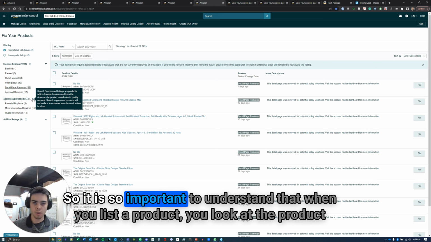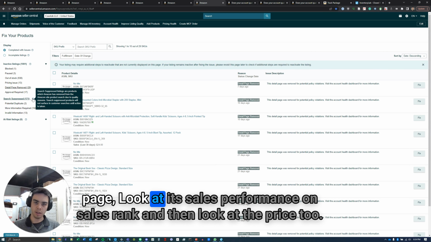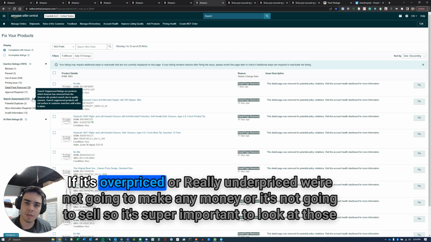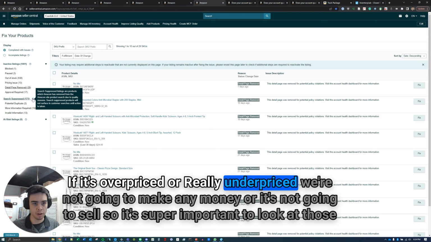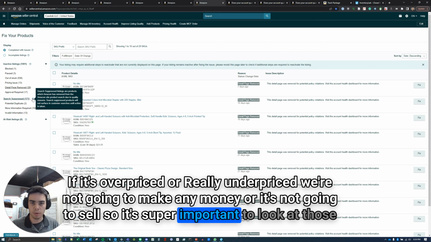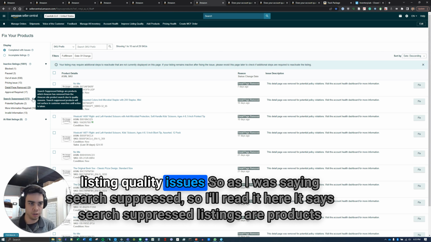So it is so important to understand that when you list a product, you look at the product page, look at its sales performance on sales rank, and then look at the price too. If it's overpriced or really underpriced, we're not going to make any money, or it's not going to sell. So it's super important to look at those listing quality issues.